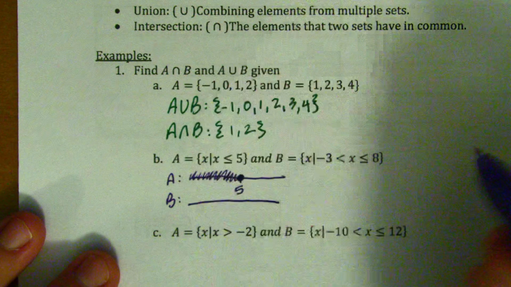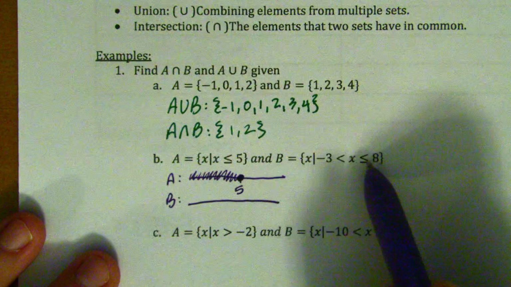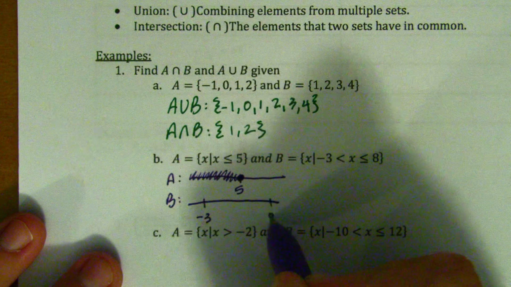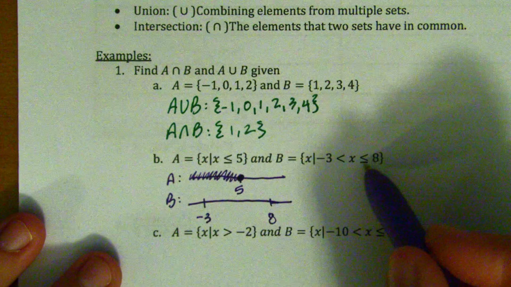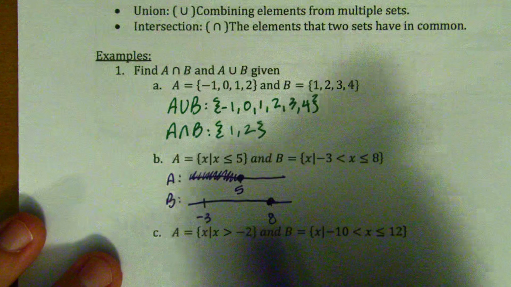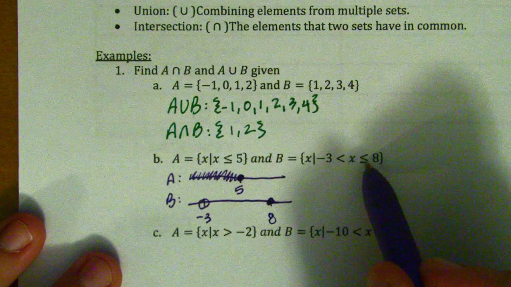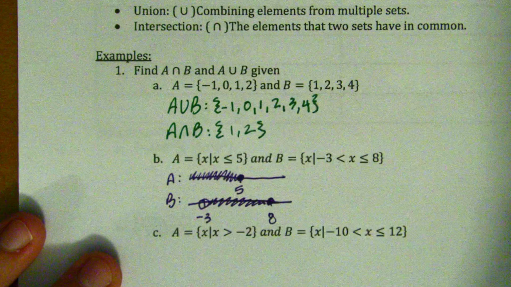Set B is x greater than -3, but less than or equal to 8. So -3 and 8. This has the less than or equal to, so it will have a closed dot, but this is just strictly greater than, so it will be an open dot. And it's all the x values between these two, so in between -3 and 8.